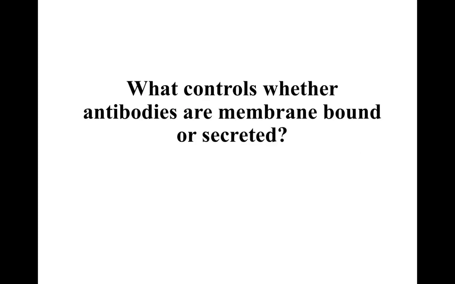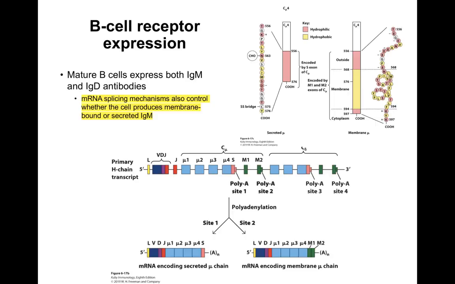What controls whether antibodies are membrane bound or secreted? This is also through splicing at the mRNA level. So there are secretory segments or membrane bound segments that will tell basically the mRNA to make a protein that is going to be secreted or going to be membrane bound. And so the membrane bound form is what happens in a B cell that has not yet been activated, and this is spliced this way if the B cell has been activated.